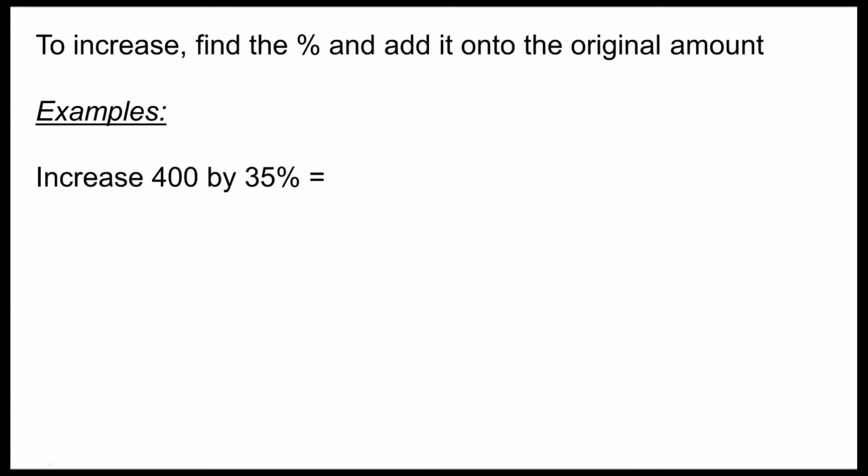I need to start off by working out what 35% of 400 is. I could say that 10% of 400 would be 400 divided by 10, which is 40, and 5% is going to be half of this, which is 20. Now, in order to get 35%, I want 3 lots of 10%, that's going to give me 30%, and I want 5%, that gives me 35% in total.